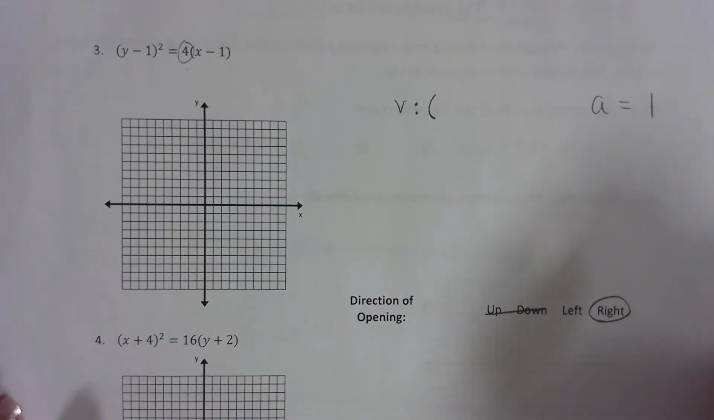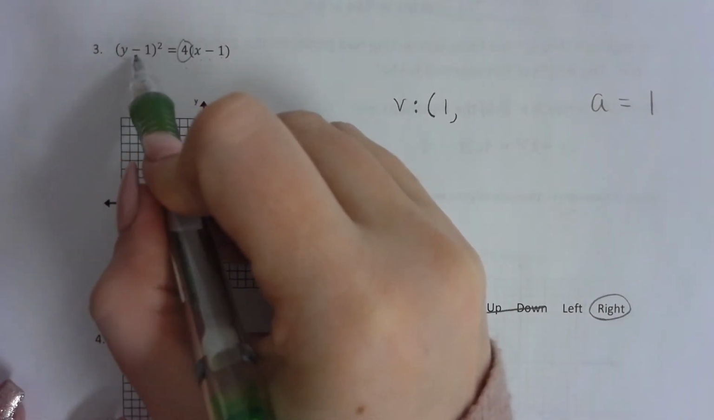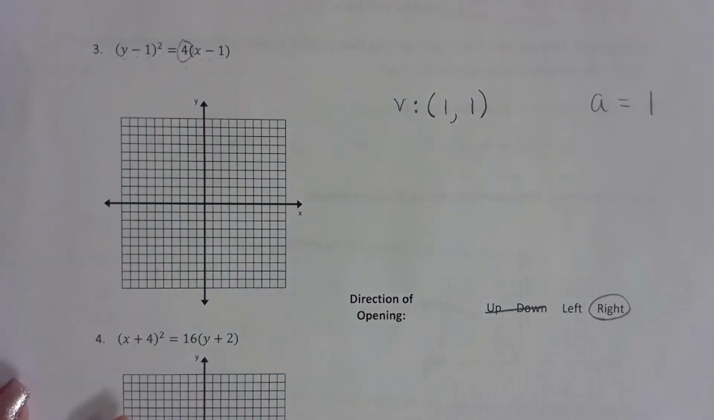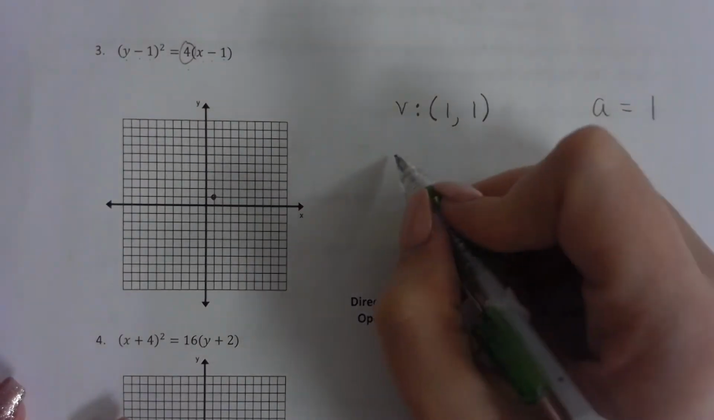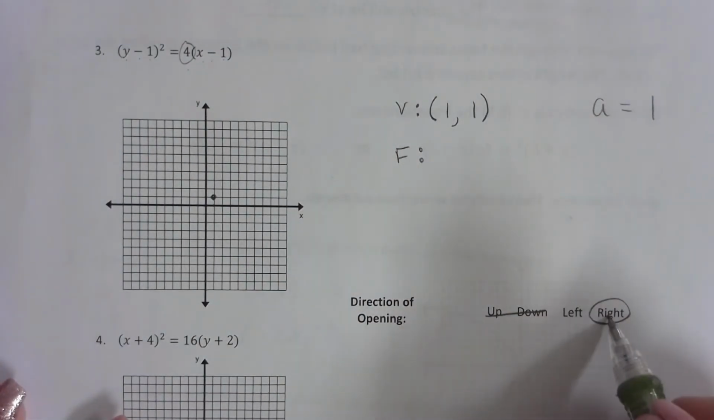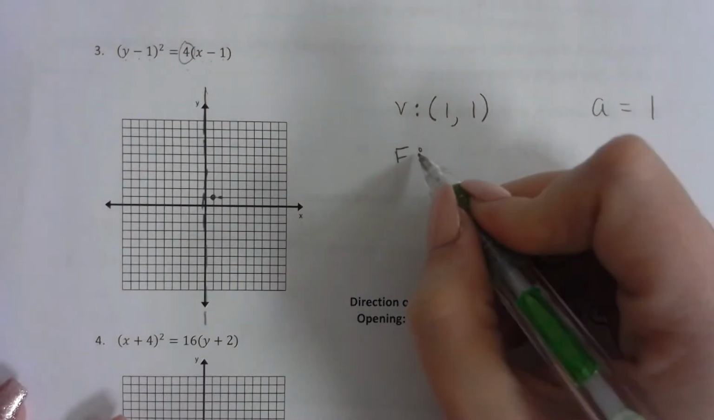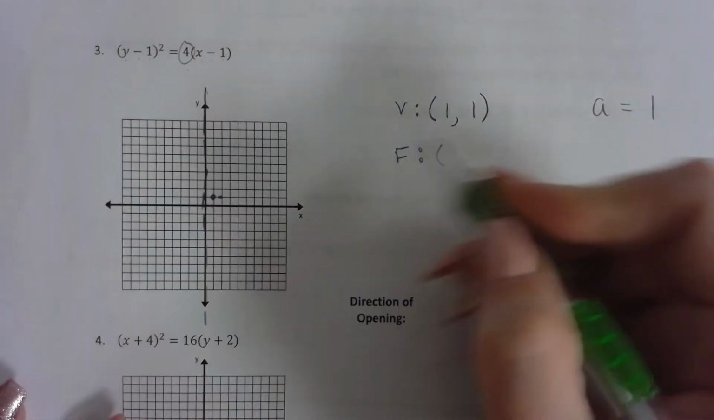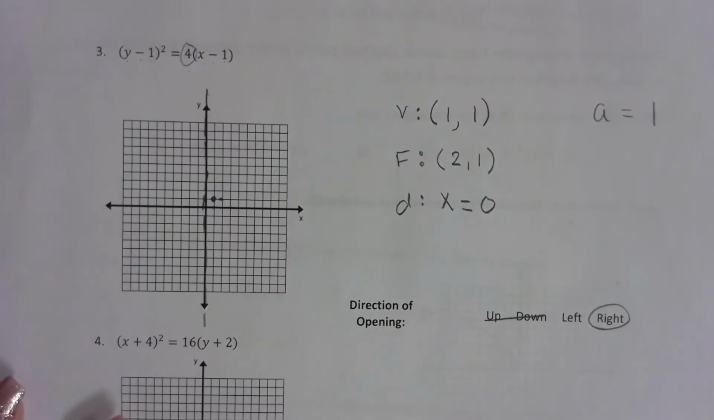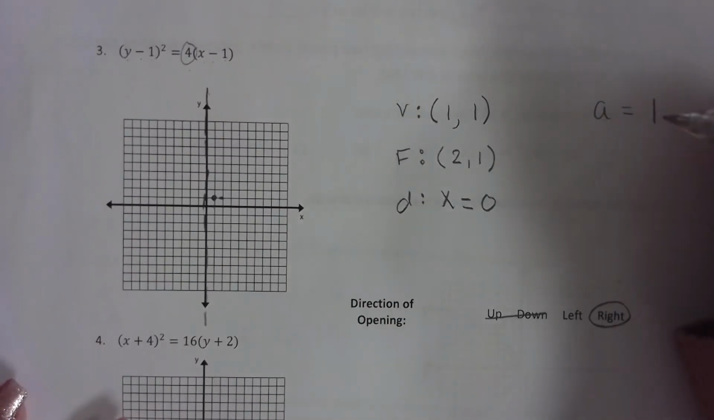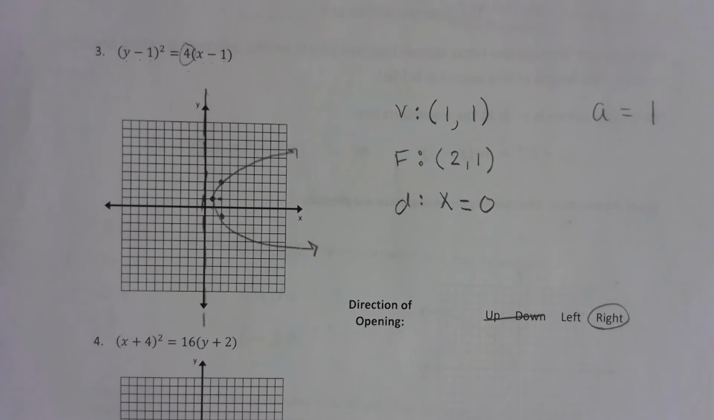The vertex, now let's look at the x. The x is x minus 1, so our x value is going to be positive 1. The y is y minus 1, so our y value is also going to be at positive 1. So our vertex is at 1, 1. Our focus is going to be a away, and it's opening to the right. So 1 to the right gives us our focus, and 1 to the left gives us our directrix. So that makes our focus at the ordered pair 2, comma 1, and our directrix at x equals 0. Now we can make how wide it is. We'll double a, so 2, 2, graph, and we're done.